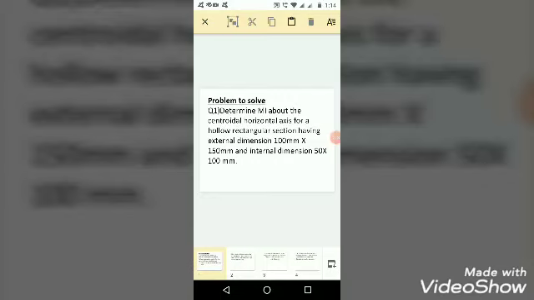So the first problem to solve: determine moment of inertia about the centroidal axis for a hollow rectangle section having external dimension 100 mm into 150 mm and internal dimension 50 mm into 100 mm. So we have a rectangle, and inside that rectangle another concentric rectangle. We have already solved this type of numerical even in our previous PPT. Next slide.